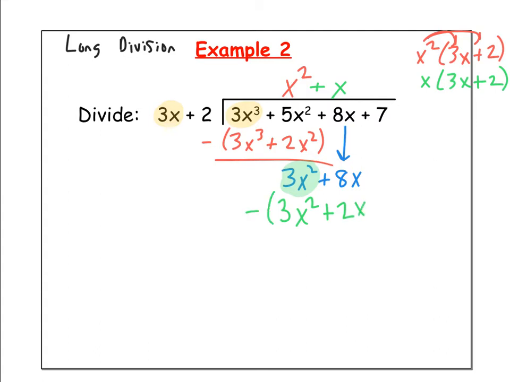Okay, and we will go ahead and subtract these. Again, just be very careful. The 3x squared minus 3x squared cancels out. The 8x minus 2x is 6x. And we will bring down the plus 7 that was sitting there.